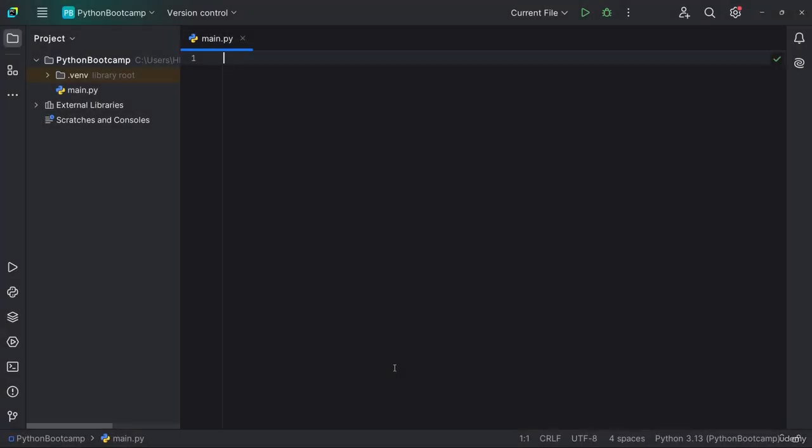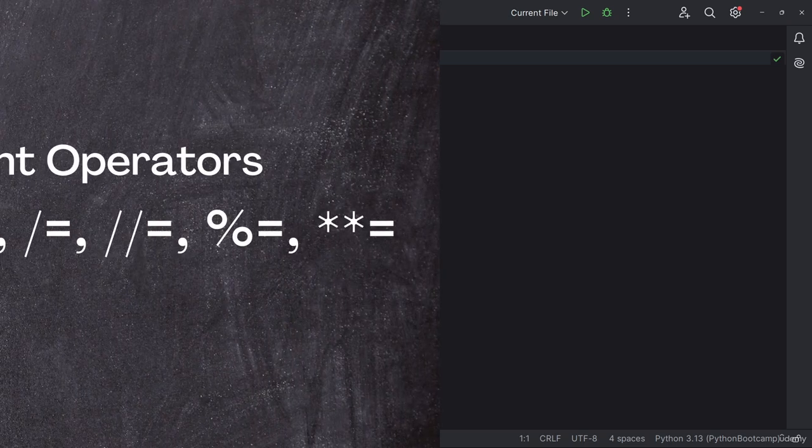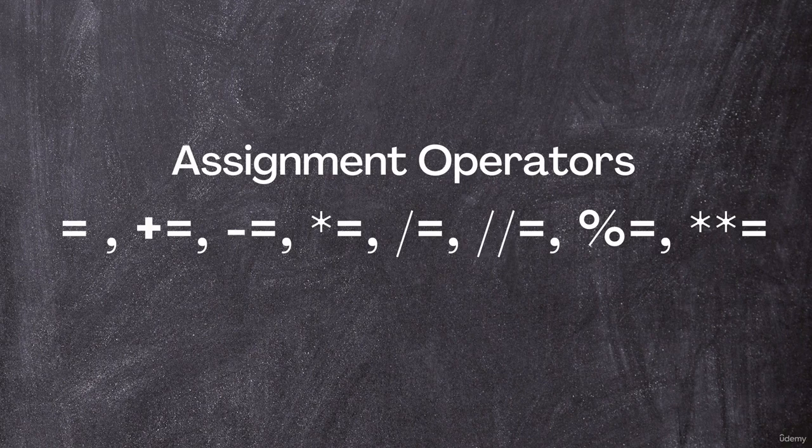Welcome back. So far, we've learned about basic math operators, also known as arithmetic operators, like addition, multiplication, division, and so on. In this lesson, we'll take it a step further by learning about assignment operators. Assignment operators allow us to update the value of variables in a quick and easy way, which is especially useful when working with numbers or strings in Python.